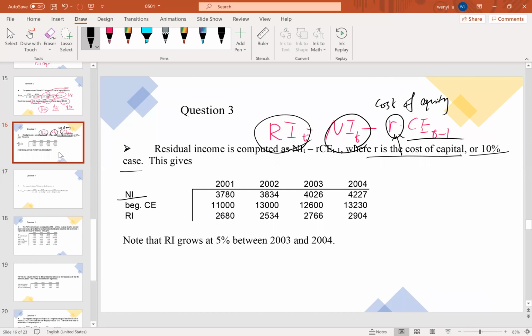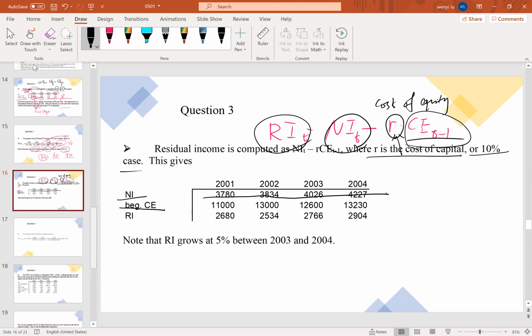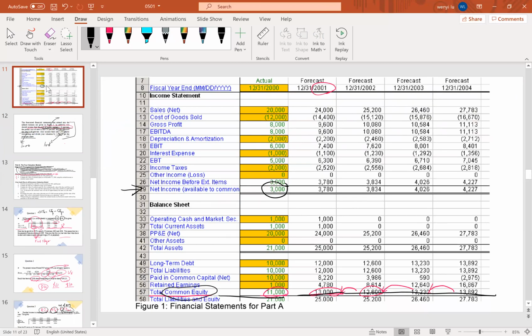So 3,780 and 3,834, these are forecast net income, minus the cost of common equities. Common equities you can get from the balance sheet, like I mentioned, in this row: 1,000, 13,000, 12,600. So let's put it here.